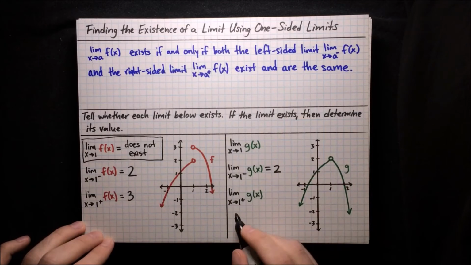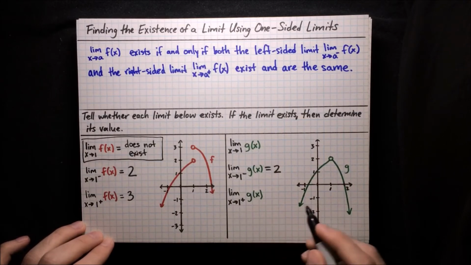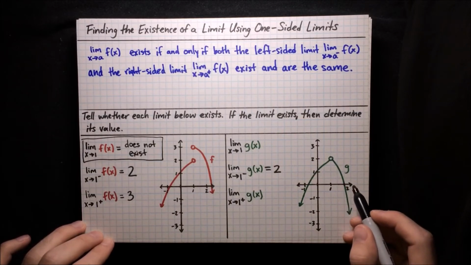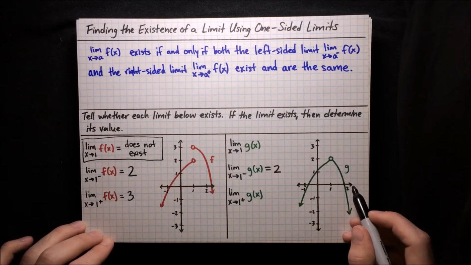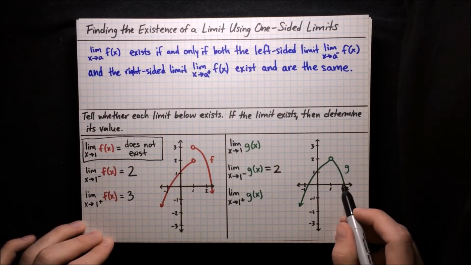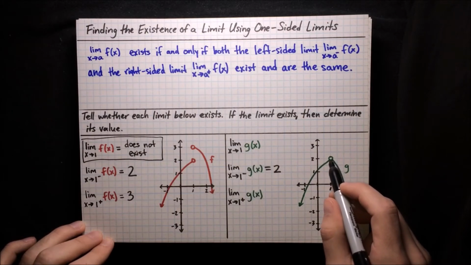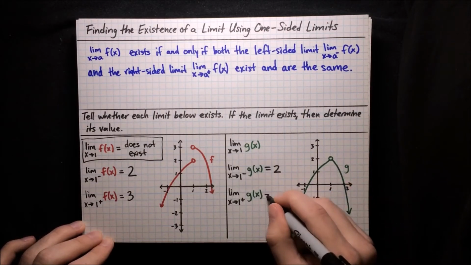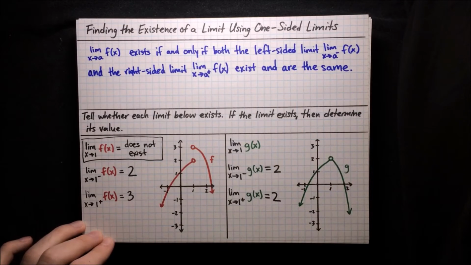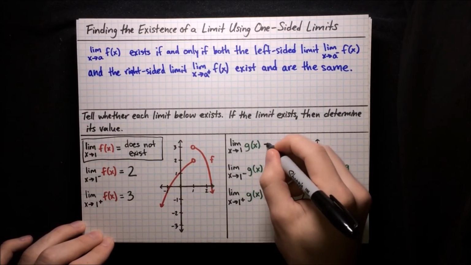And then how about the limit from the right? What does this equal? Well, starting on the right, traveling left to approach x is 1, the graph is going up, up, up. What's the y value doing? Well, it's approaching 2. So the limit is 2. Okay, great. Both the left and right limits exist. Moreover, they are the same. They both have the value of 2. So that means the overall limit does exist and has the value of 2.